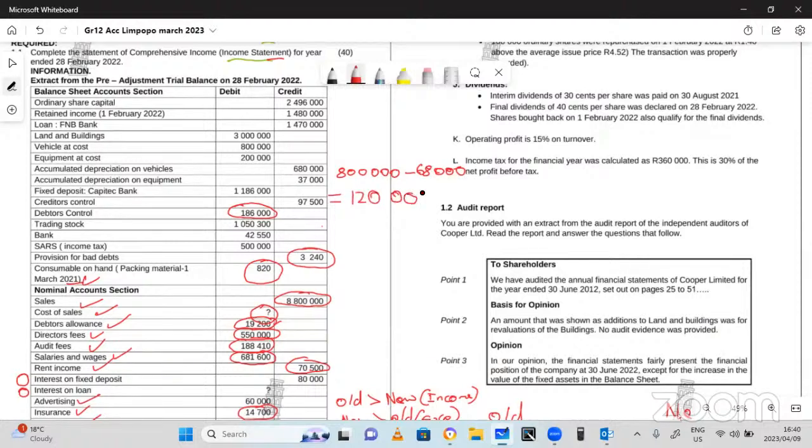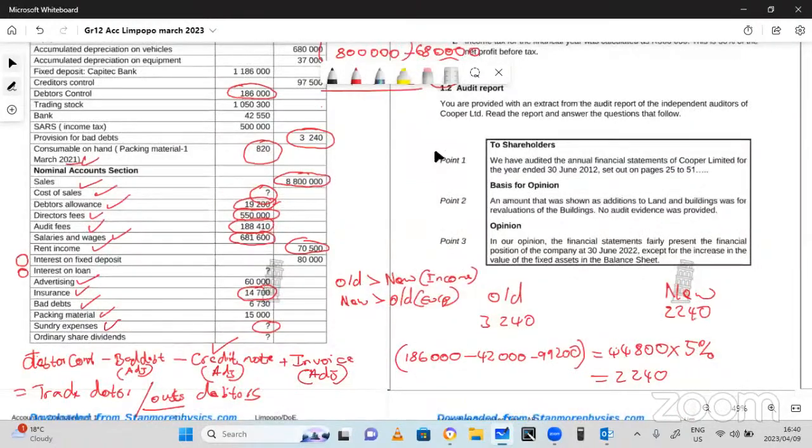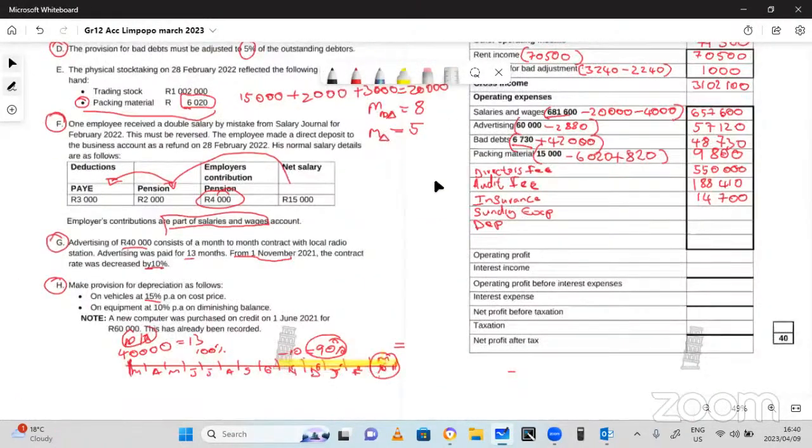You can punch your calculator to prove that. So it's 120. We are getting 120 because it's 680,000, not 68. So this is the carrying value that we will compare with the depreciation that we'll get. Remember, our cost price is 800,000. So let's go and calculate our depreciation, and use the percentage provided for us.